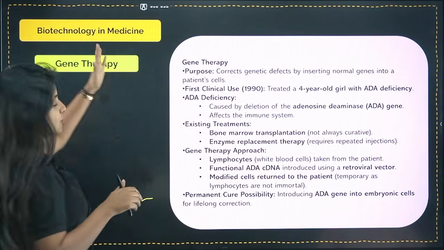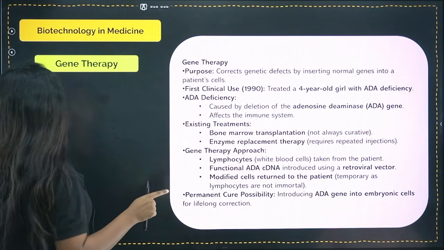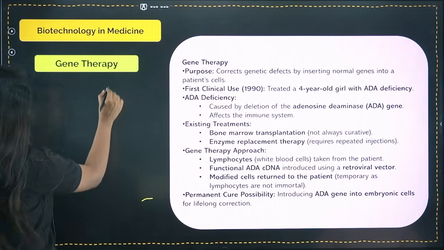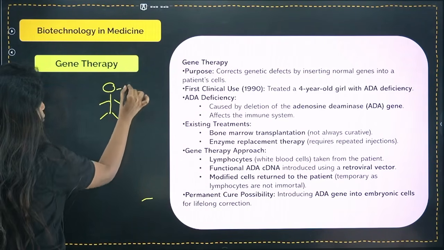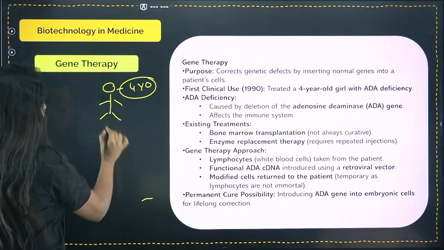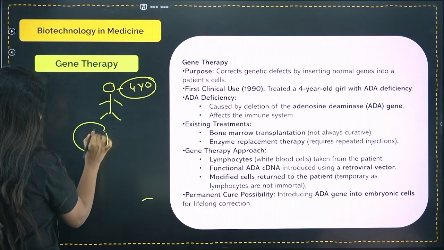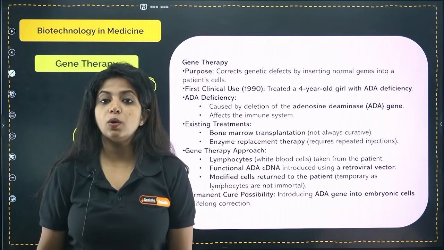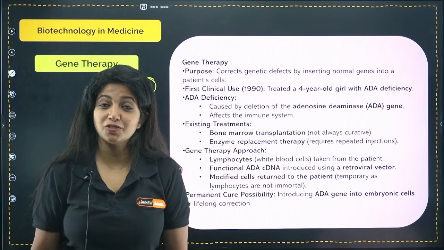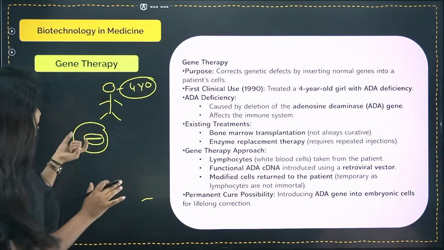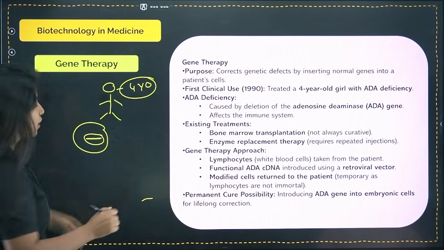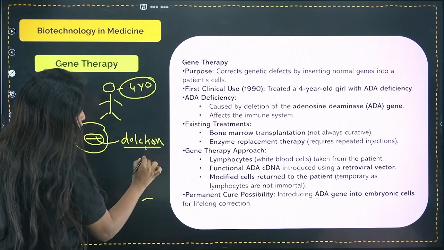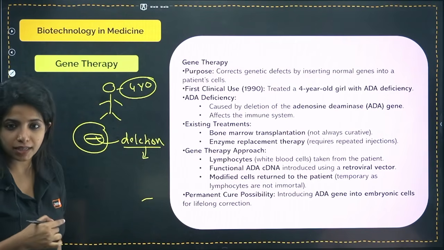Now, biotechnology in medicine, one more example was there, I told you, and that is gene therapy. What do you mean by gene therapy? So, my dear children, a child was there, a 4-year-old child, and in her cells, the gene which was supposed to be there is not there. Why? Because this got deleted. So because of deletion of one particular gene, you had a deficiency of something.